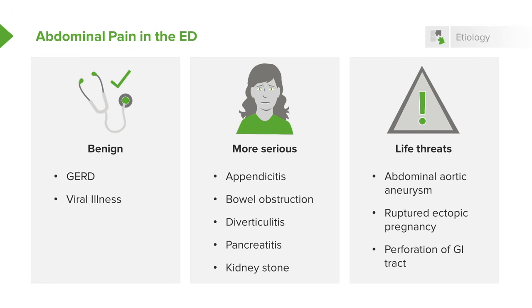We can't just be thinking about the benign things or the life threats. We have to be thinking about all the things that are benign, more serious, and then those life-threatening conditions. Because if we're not thinking broadly in this situation, that's how we run into problems, and we come up with a misdiagnosis. We come up with an incorrect diagnosis. So always maintaining that high level of suspicion.